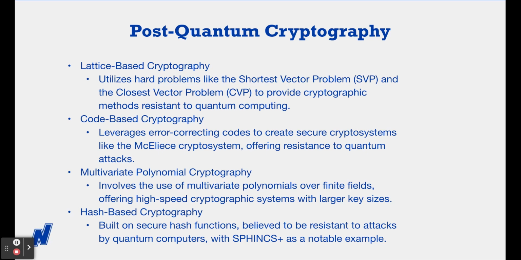Even though current publicly known experimental quantum computers cannot break any practically used cryptography algorithms, many cryptographers are designing new algorithms to prepare for times when quantum computers become a threat. Some of these algorithms are the following. So we have lattice-based cryptography, we have code-based cryptography, multivariate polynomial cryptography, and we have hash-based cryptography.